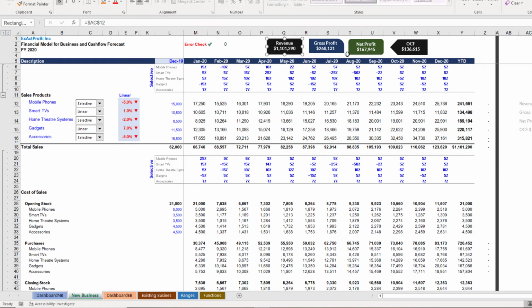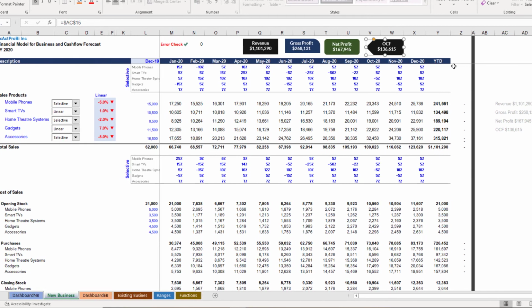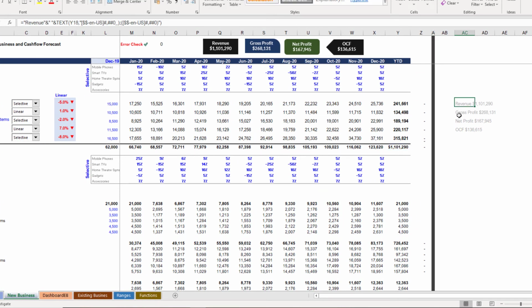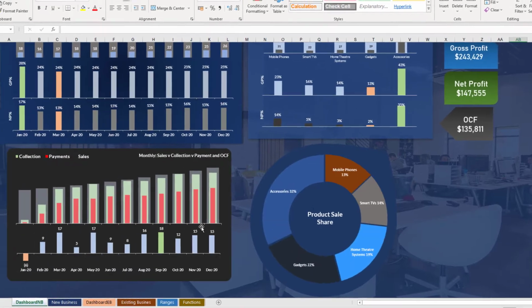Now here we have KPI cards, as you see on the screen. This shows the main KPIs of the business: revenue, gross profit, net profit, and OCF. This is done through a formula joining text, using the TEXT function itself, and also formatting. Accordingly, whatever the business situation is, whenever you change anything, for example if I change to linear, you see everything is changing. Now this is the new business dashboard.